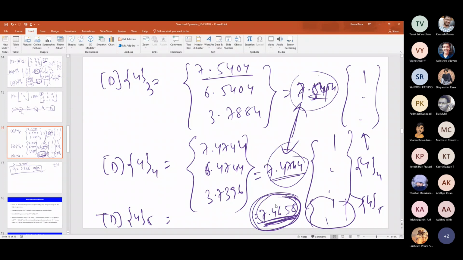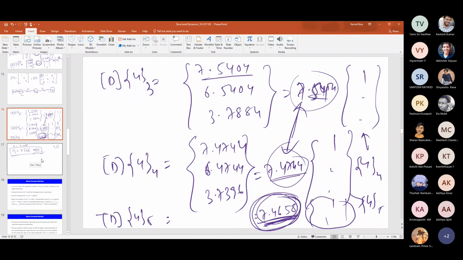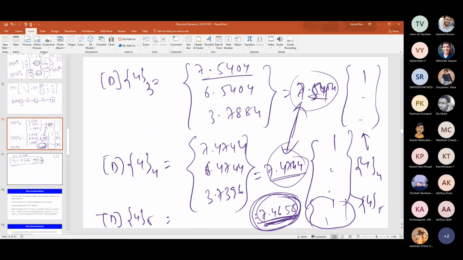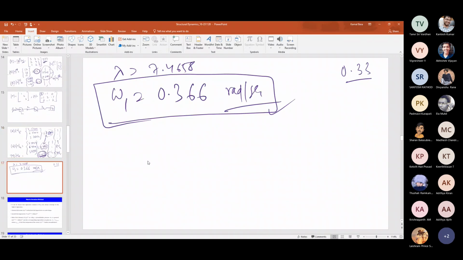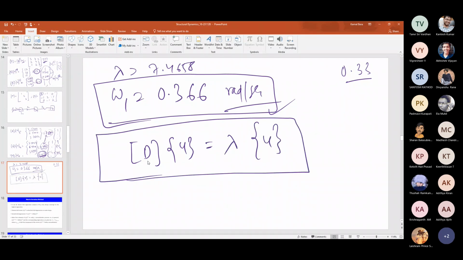Yes, sir. Very interesting, right? Now, how to find the other frequencies and modes? That is also required. The second mode or second frequency, how to find it? Because if you again start with the same problem, D into U equals lambda U, that is the standard eigenvalue problem.